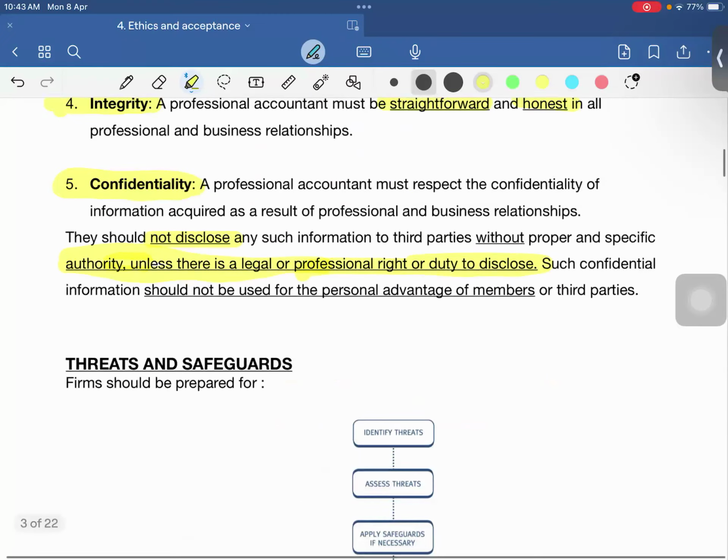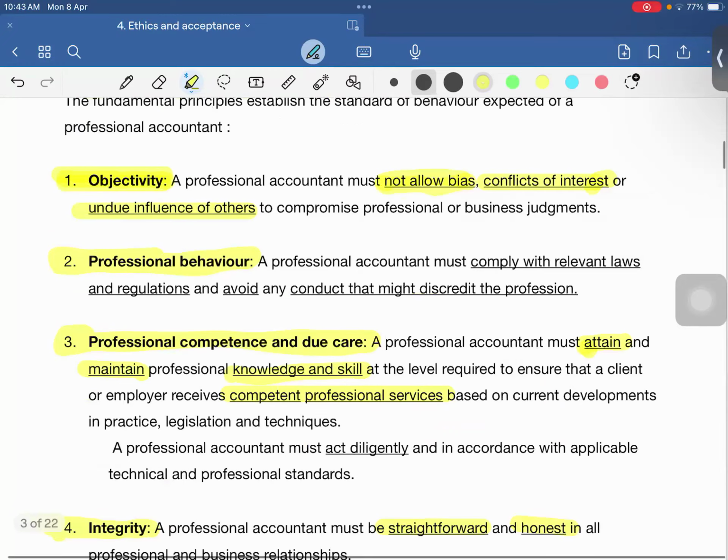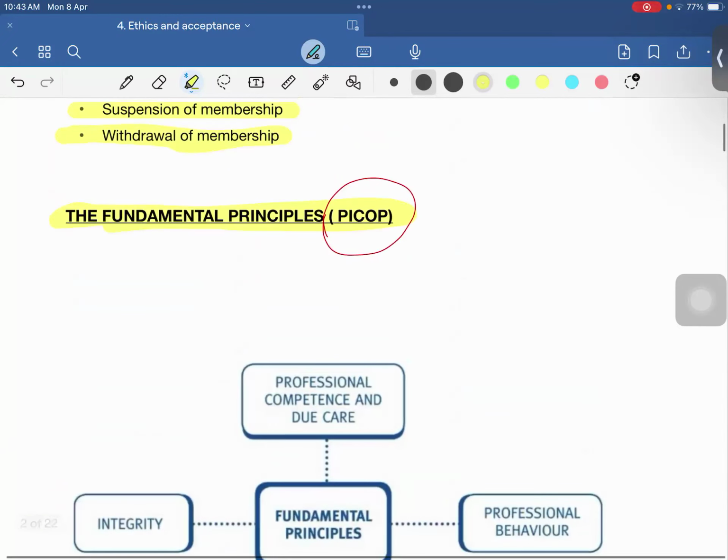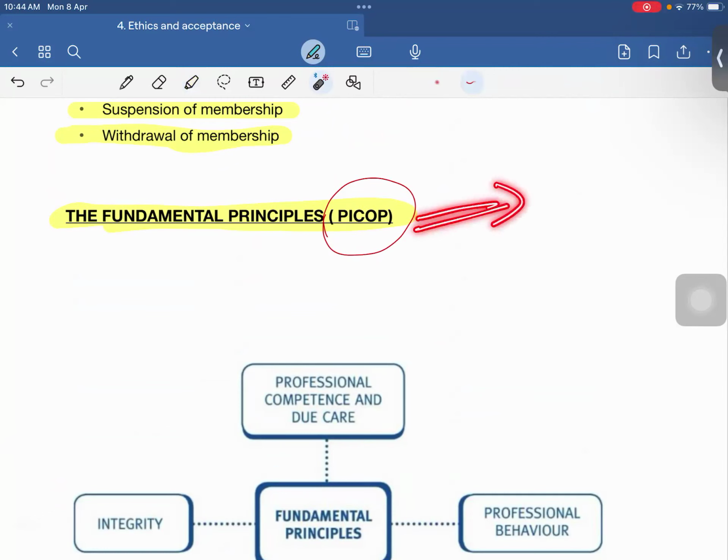Now, this is PEACOC. That is professional behavior, integrity, confidentiality, objectivity, and professional competence and due care. These are the fundamental principles.